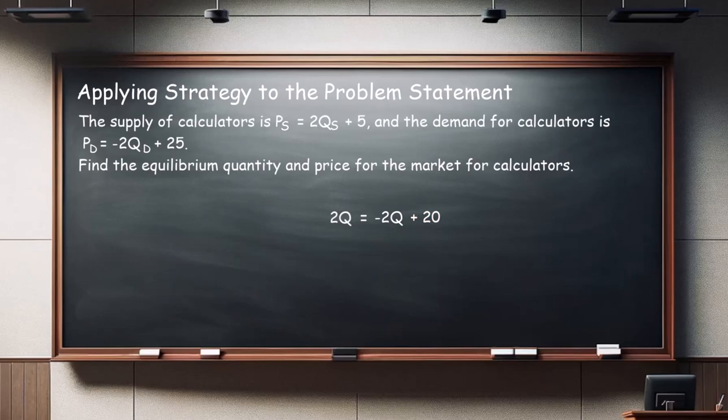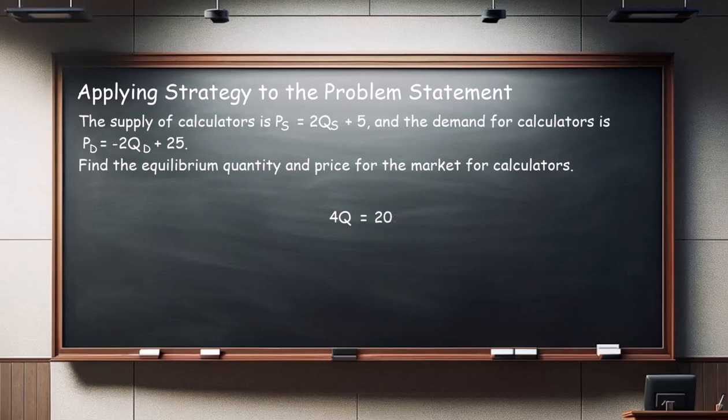So, the equation becomes 2 times q equals negative 2 times q plus 20. Next, add 2q to both sides of the equal sign. Adding 2q to the left of the equal sign is 4q, and adding 2 times q to the right side of the equal sign is 0 times q, or just 0. Since 0 doesn't add any to the 20, let's just omit it.